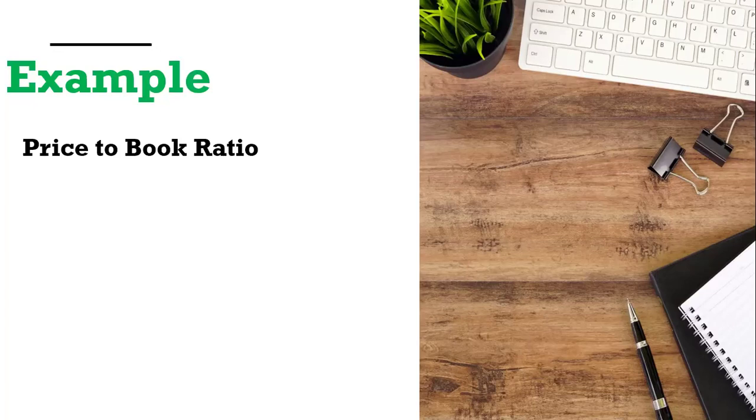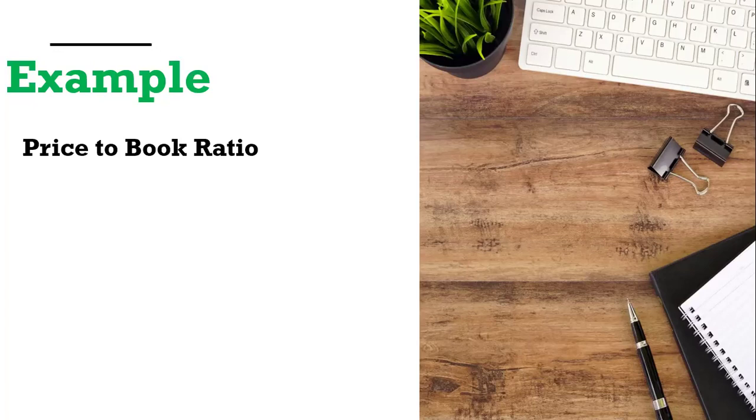Let's go ahead and calculate now the price to book ratio. To get the price to book ratio, you have to know the price of the stock that you are evaluating, or the company that you are evaluating, and then divide that by the book value per share. So there is that difference.